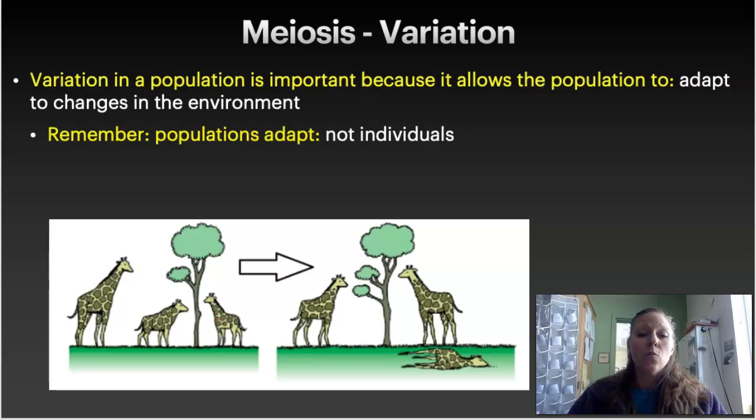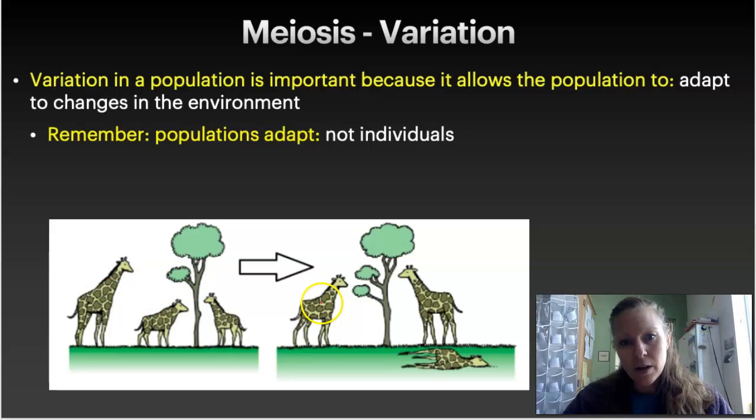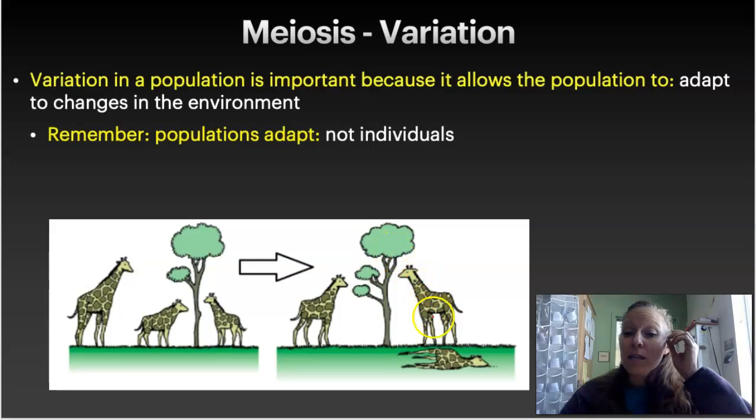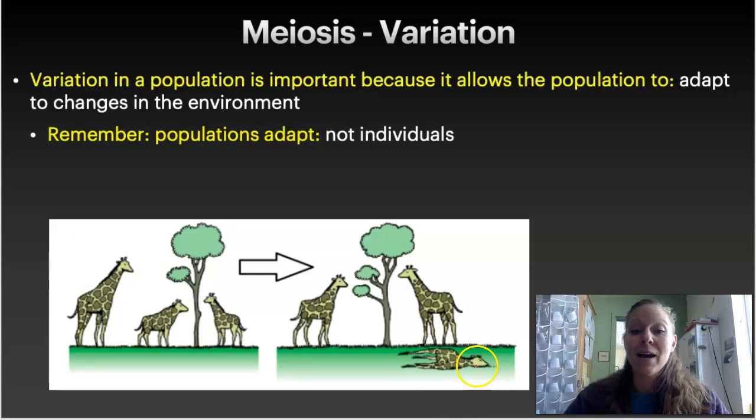So there's variation, and this is important because, let's say a big fire went through and burned off all of the low branches in a forest. Then what would happen to the short giraffes? The short giraffes would die off. However, the tall giraffes would survive. And so the population is able to survive a change in the environment. Remember that a population can adapt, but not an individual. So a giraffe did not get taller because there were only leaves at the top of the trees. The short giraffes died because they didn't have access to food. The taller giraffes survived, and so therefore the population survived, but at the expense of the shorter giraffes.